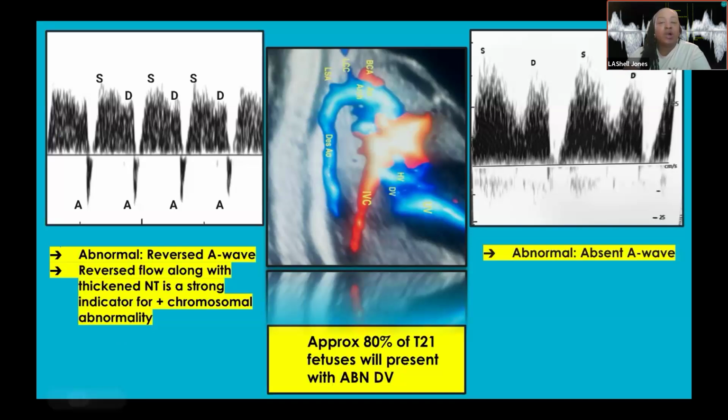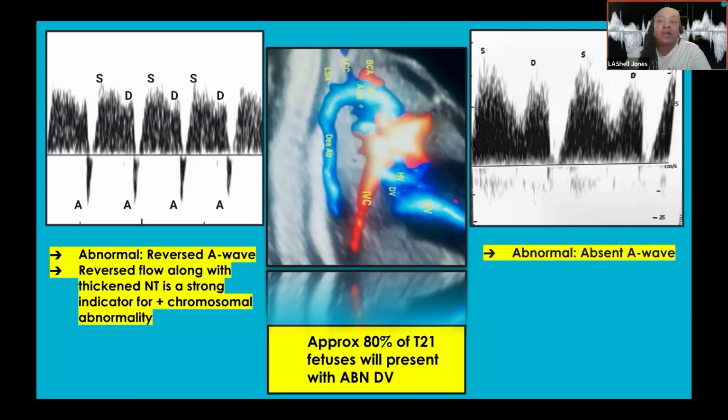And then in cases where the A wave is completely absent, you won't see it. So you see you have the S, the D, and there is an absent A wave, which is also abnormal. Okay, so these could be considered markers. Approximately 80% of Down syndrome fetuses will present with an abnormal ductus venosus.